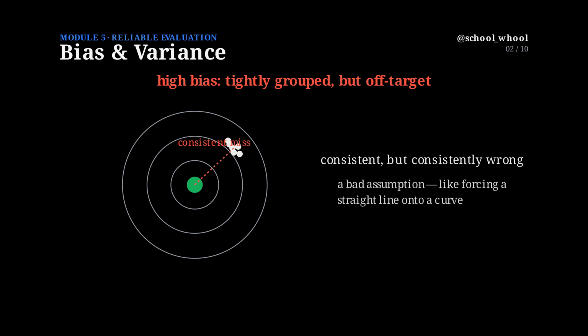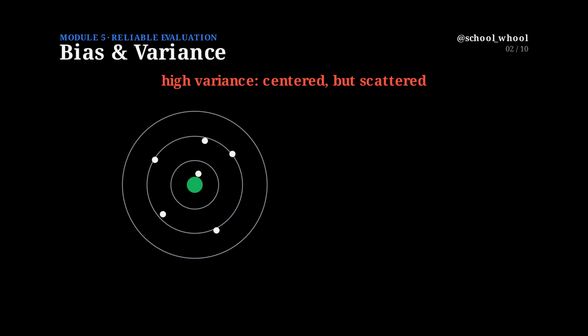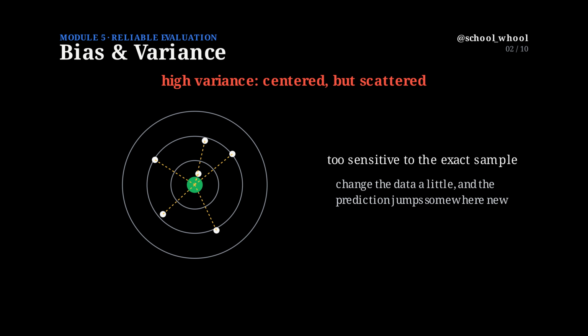Now, variance. This time the darts are centered on the bullseye on average, but they're scattered all over the board. The model is far too sensitive to the exact training sample it saw. Change the data a little, and the prediction jumps somewhere new. That instability is high variance.